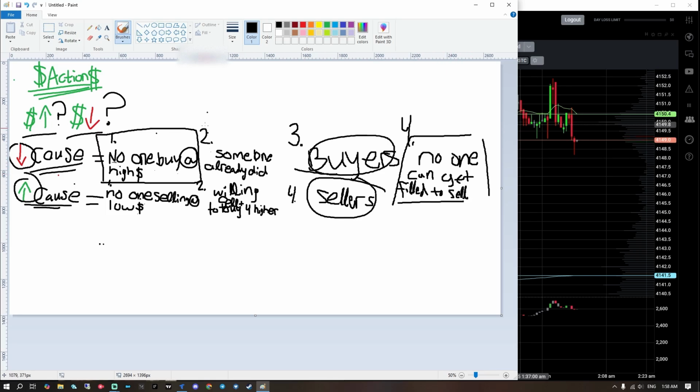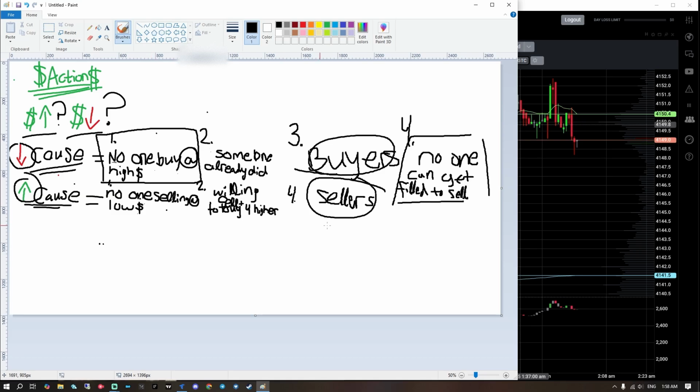Because remember, it's an auction. To sell, someone has to buy. To buy, someone has to sell. And it's because buyers cause the price to go down. Sellers cause the price to go up. Okay? And it's the inverse for this one.